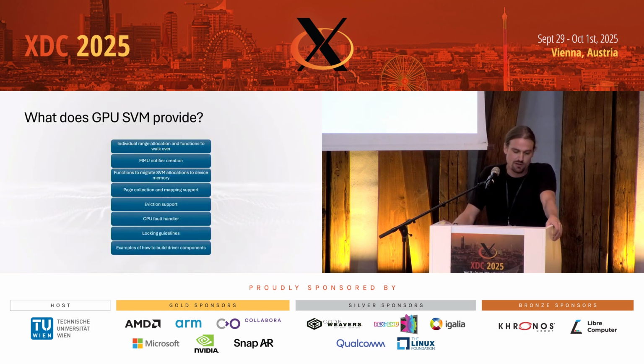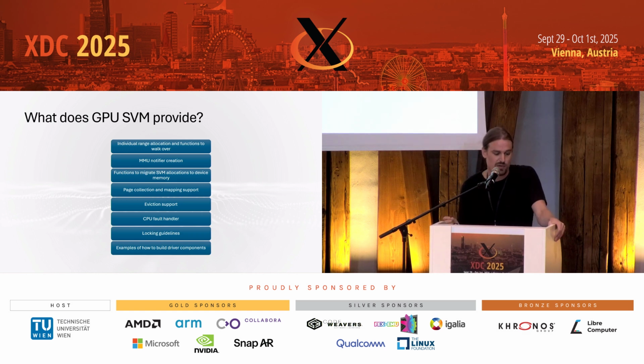So what does GPU SVM provide? It provides an interface to allocate ranges and functions to walk over these things. An example of this is when you get a GPU fault, all you have is an address that's faulted in. Allocating a range lets you create a larger area over your fault. Typically that's going to be 2 megabytes, because that's the size of a GPU page or a larger one.